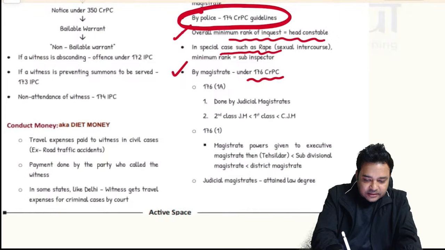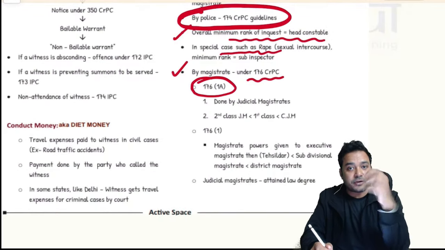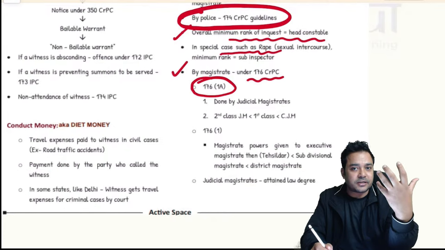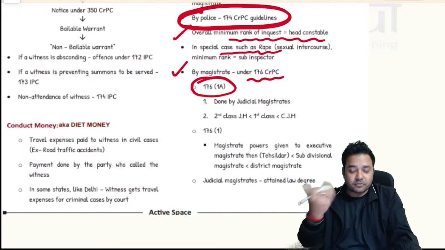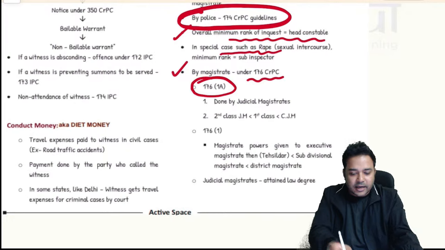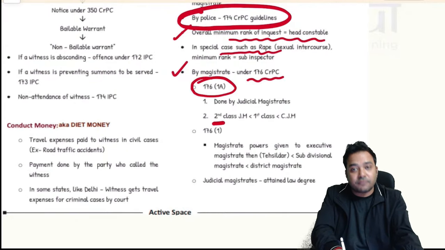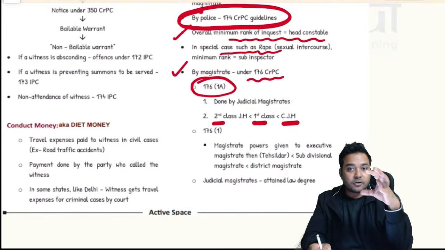So 176 is further divided into 176 subsection 1A, where the inquest is done by judicial magistrates, and we know the hierarchy of judicial magistrates. These are magistrates who have acquired law degrees, bachelor's in law, master's in law. The hierarchy is: second class is the lowest rank, then first class judicial magistrate, and then CJM. It is the first class judicial magistrate who in metro cities is called metropolitan magistrate.